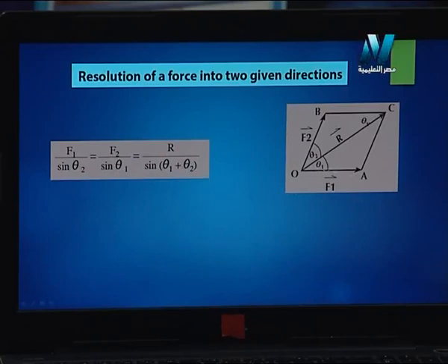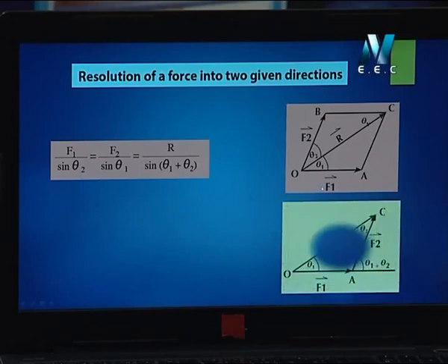F1 here divided by sine theta 2, and F2 divided by sine theta 1, and equals R over sine the sum of them. This is a rule, we can call it the sine rule. We have here a triangle. This R, which is OC, and we have theta 1 here and theta 2.